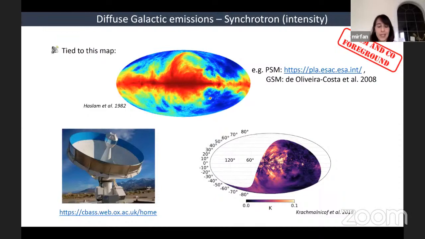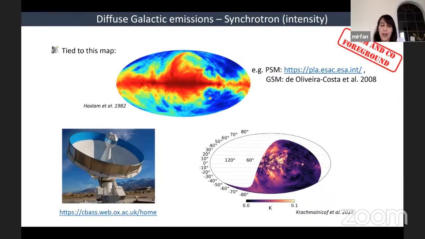What I wanted to bring everyone's attention to are these two experiments down at the bottom there. On the left, we have C-BASS, and on the right, we have S-PASS. These are two experiments with the intent of making a full sky map. C-BASS is centered at 5 gigahertz. S-PASS is centered at 2.3 gigahertz. They're going to make an all-sky map in intensity, just like Haslam did, but then they're also going to do it in polarized intensity.